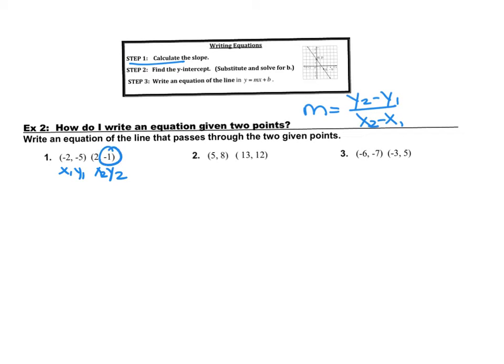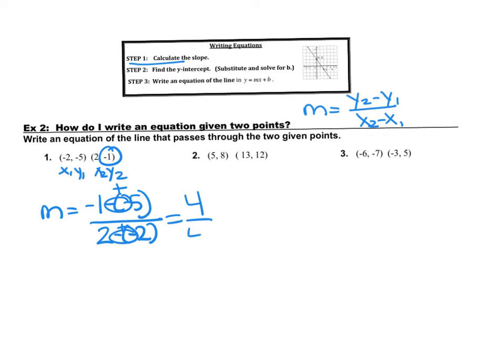I'm going to take -1 minus -5, all over 2 minus -2. So these are going to become a plus. -1 plus 5 is +4, and all over 4. So we have a slope that's equal to 1. So now we have a slope, and we have to find that y-intercept.